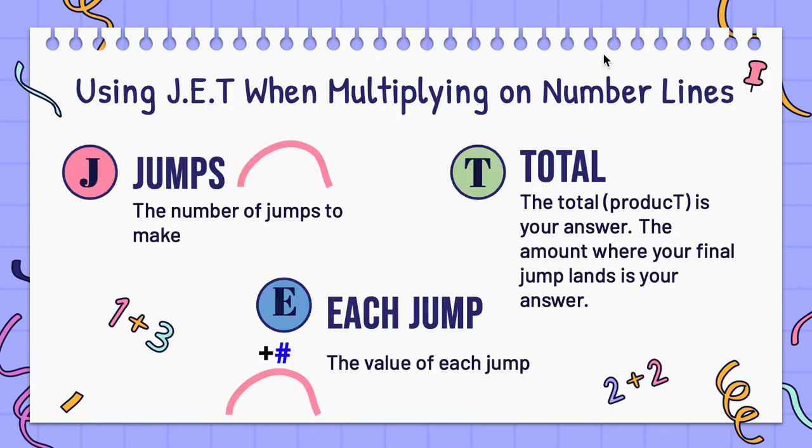When we use the number line for multiplying, we use the J.E.T strategy. It's similar to that J.E.T strategy that was mentioned earlier, but instead of G, we use the J, which stands for jumps. And that's the number of jumps that needs to be made. The E in J.E.T is what each jump is worth, so the value of each jump. When we label the jumps, we always put a plus sign and the number, so that way we can look back and remember what we're skip counting by when we try to find our answer. The T stays the same and stands for total or product. And the amount where your final jump lands on is your answer.